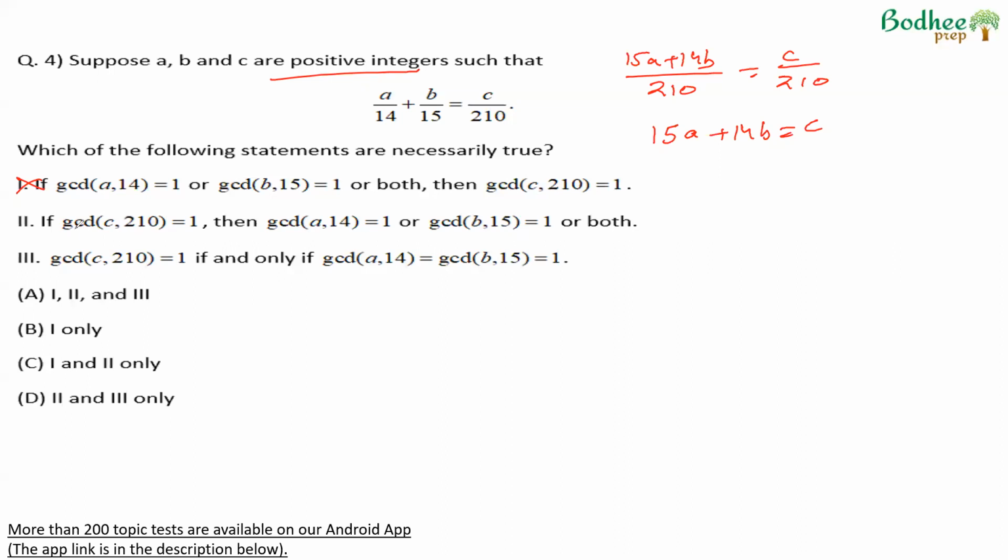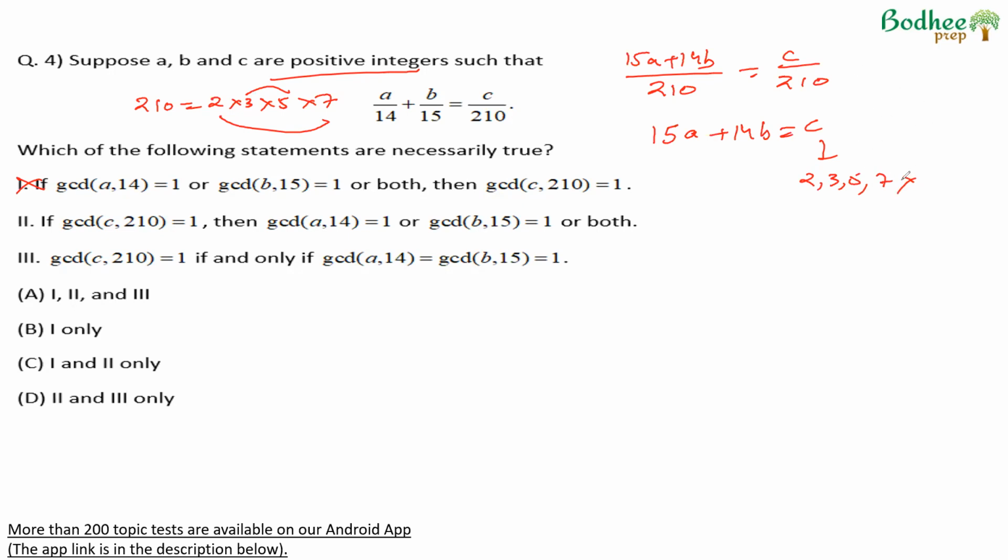Second statement: if GCD of c and 210 is 1, so 210 essentially is 2 into 3 into 5 into 7. 5 twos are 10, 7 threes are 21, or 7 twos are 14, 5 threes are 15. If GCD of c and 210 is 1, that means c does not have 2 or 3 or 5 or 7 or multiples thereof. Then GCD of a and 14 has to be 1.